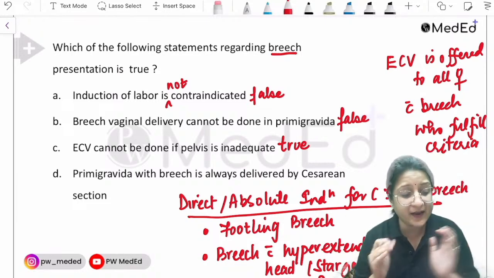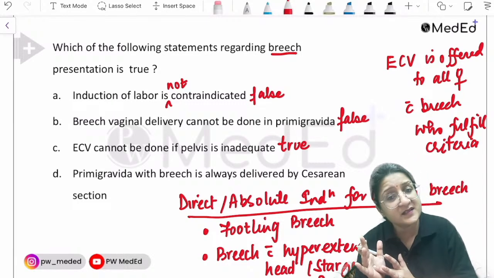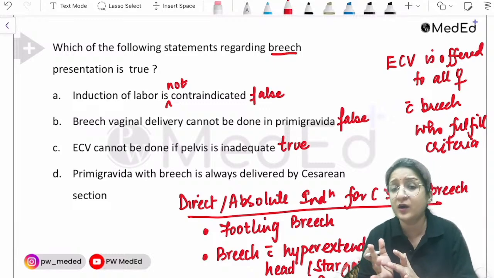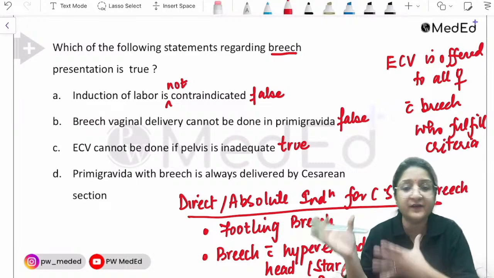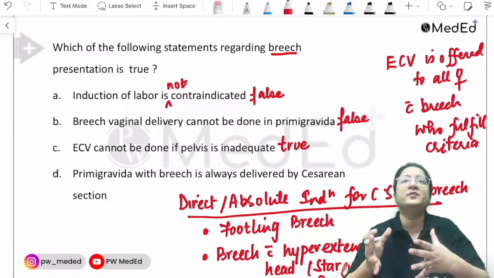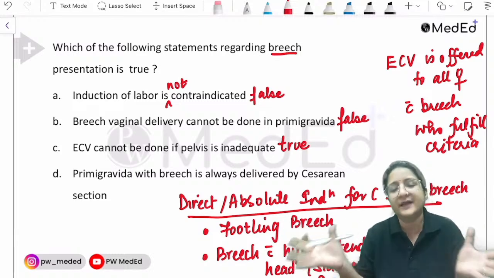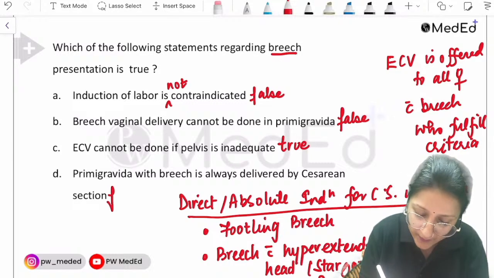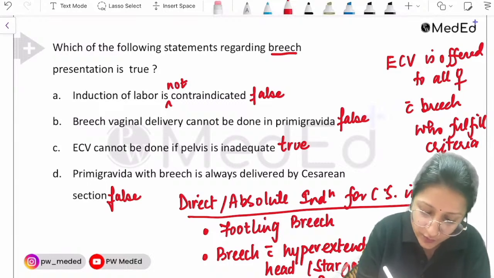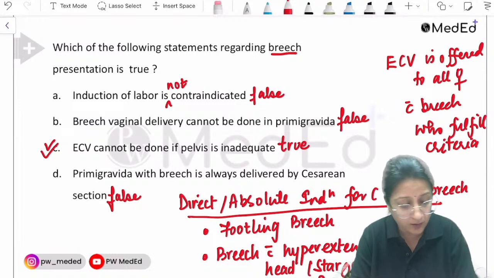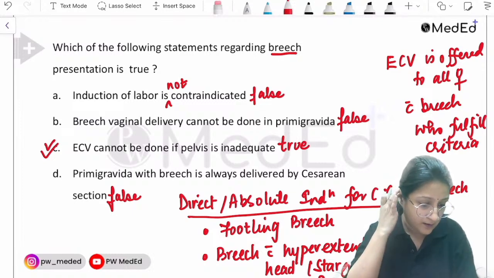And the second statement, primigravida with breech is always delivered by cesarean section. That is also an incorrect statement. You cannot tell a woman with primigravida breech that there's absolutely no option for you, just a cesarean section. No, that's not true. So this is also a false statement. So the only true statement here is option number C. All right, get it?